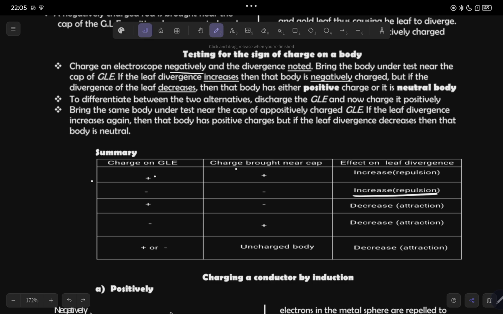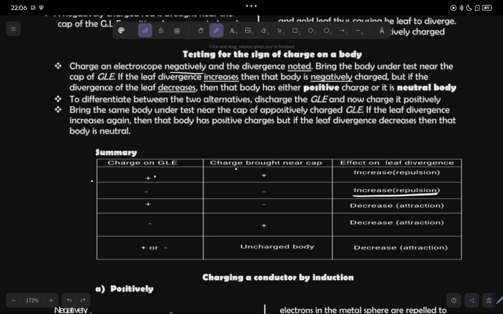However, if you bring a body which is charged near the cap of a charged gold leaf electroscope, and you see a decrease in the divergence, and you see the gold leaf somehow collapsing a bit, you can't say that what you are testing is different from the gold leaf electroscope. Here there are two outcomes. Either the charge you are testing is opposite to that of the gold leaf electroscope, I'll soon explain why, or what you are testing is neutral. So when you see the leaf collapsing a bit or the divergence reducing, the test is inconclusive. You can't decide.